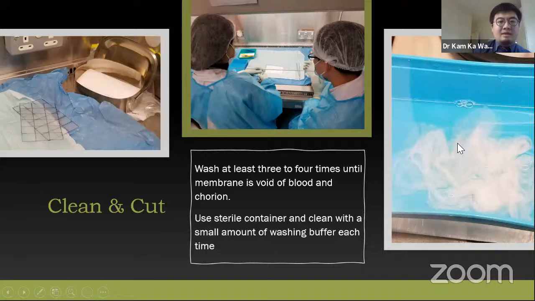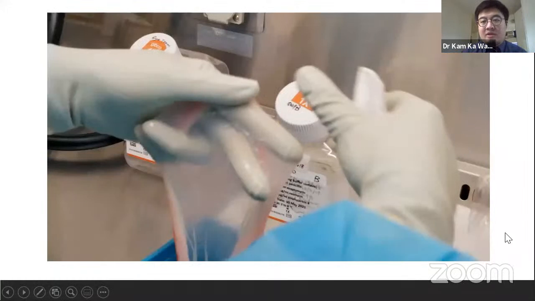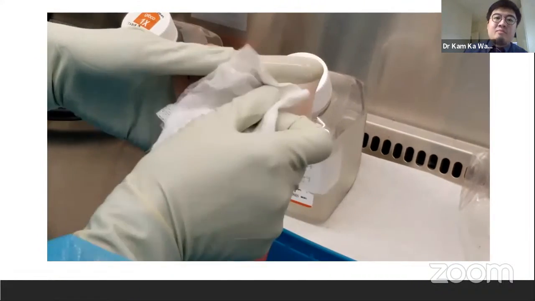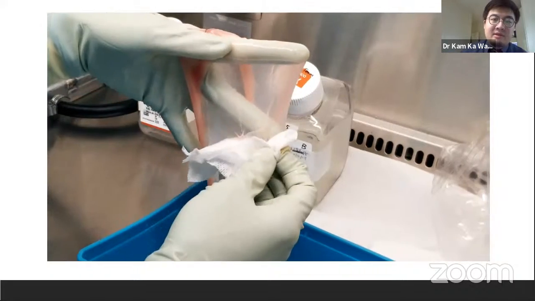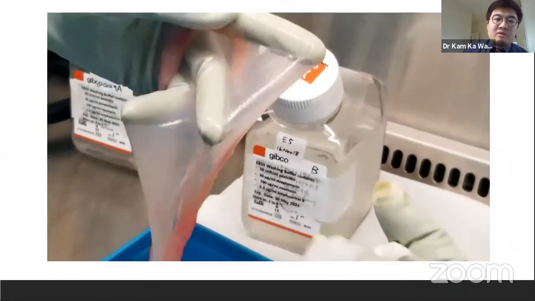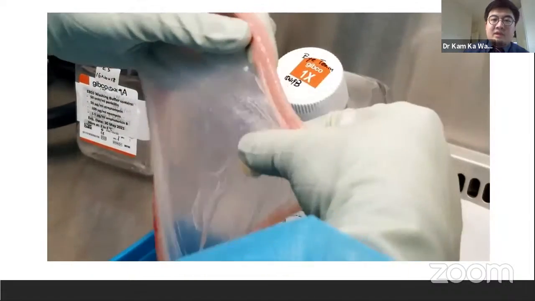It's completely white. Next, I'm trying to show you a video of how we prepare the amniotic membrane in the skin bank. You can see that the membrane appears a little bit pink still, and we're trying to use wet gauze to remove the chorion on the inner surface of the membrane.